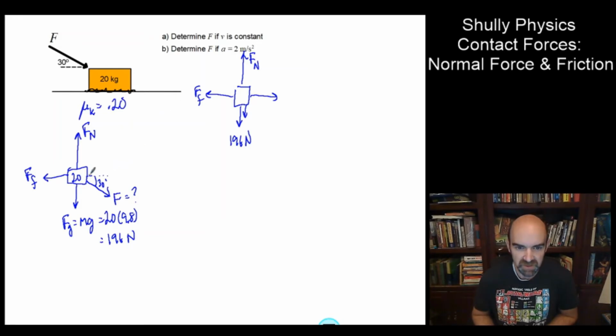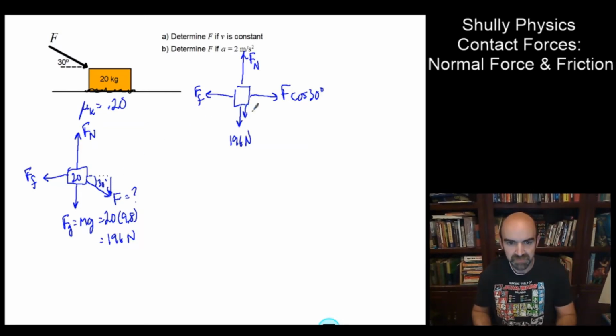All right, so the component to the right is adjacent to the 30-degree angle. So that is going to be F cosine 30 degrees. F is the hypotenuse. The adjacent side gives us the cosine of 30. And we're thinking about this as a right triangle. There's a horizontal and a vertical piece. So this vertical piece is this little guy over here, and that's going to be the sine component, F sine 30.